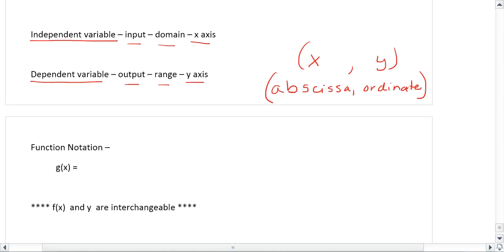A couple more terms that this book uses are abscissa and ordinate. I believe they use these terms in this section, and I'm not sure we'll see them again. I just wanted to point out the abscissa is the x coordinate and the ordinate is the y.